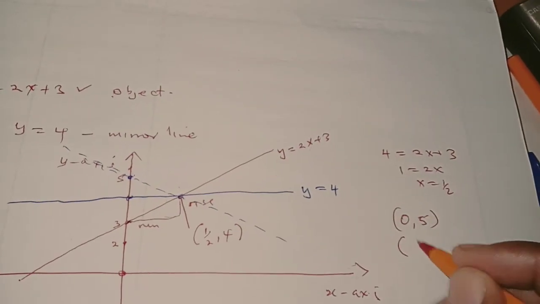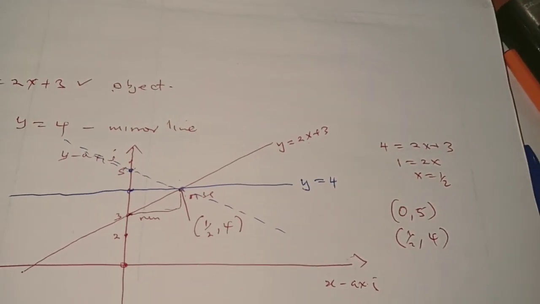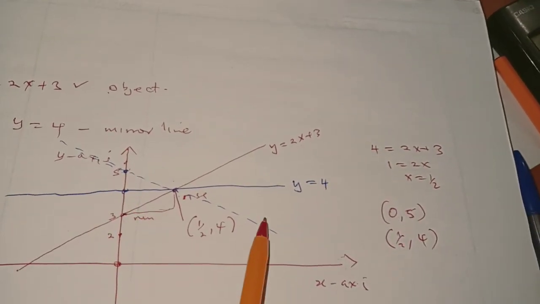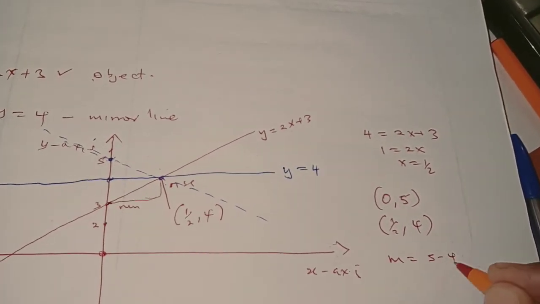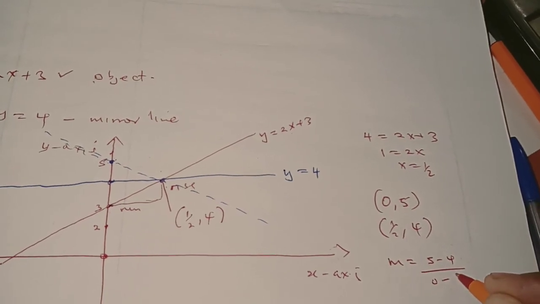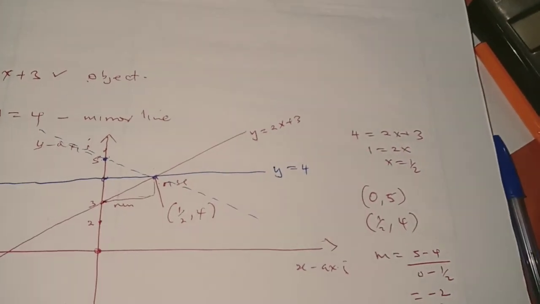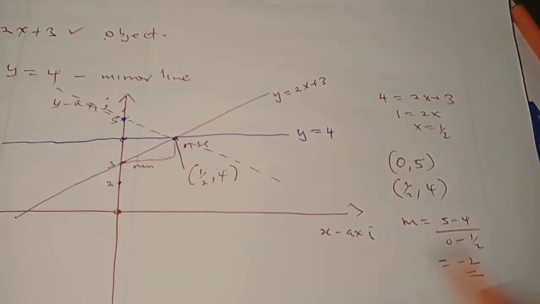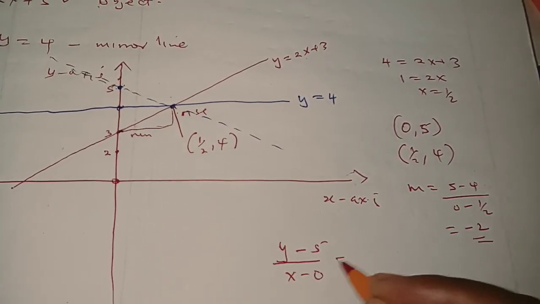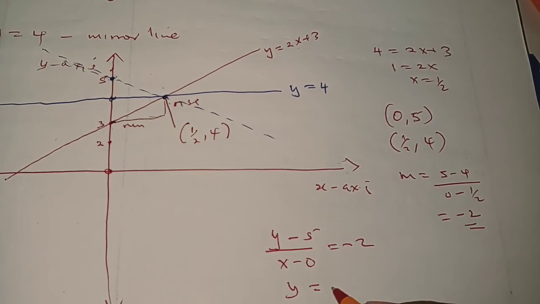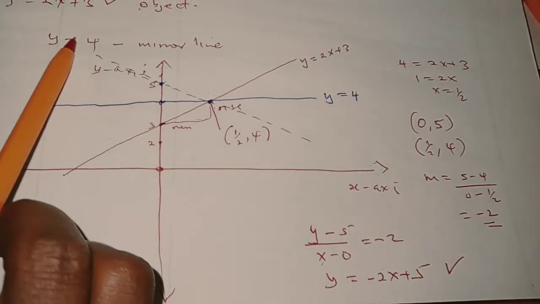So now we have 2 points, and that allows us to get the gradient, and eventually the equation of the straight line, which is what we are looking for. Quickly, gradient m equals change in y over change in x. So we have 5 minus 4 over 0 minus a half, and the gradient is minus 2. Using this gradient with one of the points, we can now find the equation. We have y minus 5 over x minus 0 equals negative 2. So y equals minus 2x plus 5. That checks.